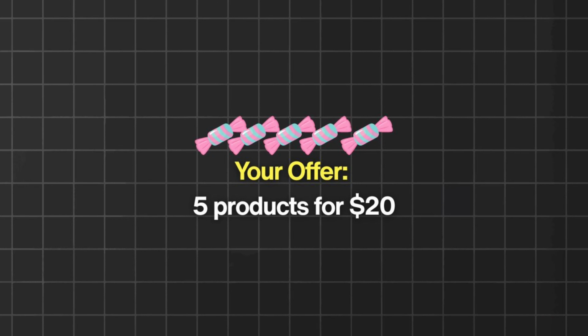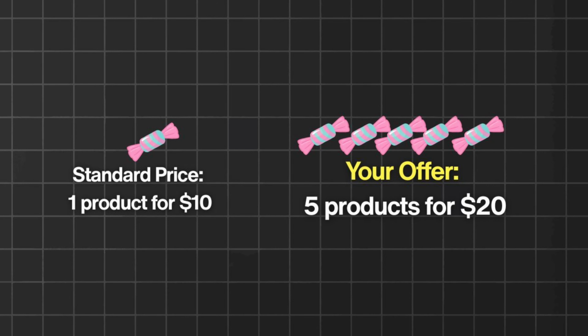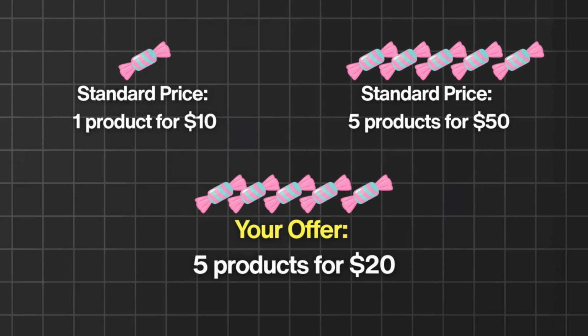Let's say you have an offer to sell 5 products at the price of $20, right? Good. Now, one product, you can sell it for $10. So that means ideally 5 should be $50, right? Good. But you're running an offer where you're selling that same 5 for $20. You've looked at the numbers, you've done your margin calculations, things like that.